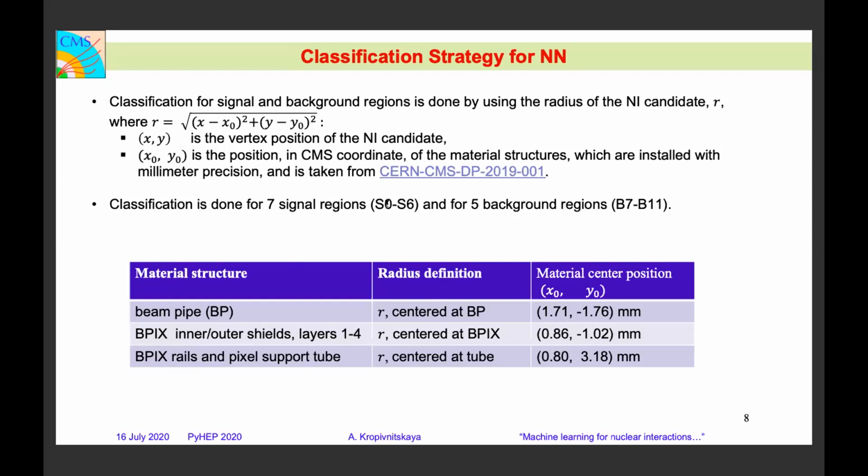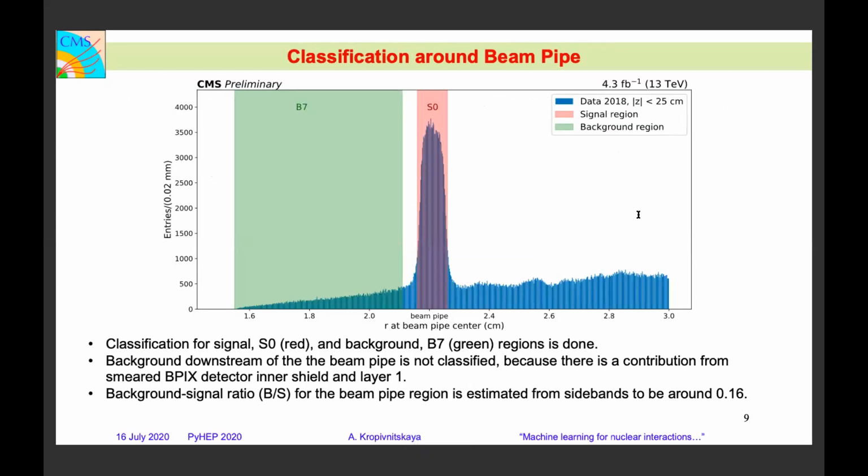We define them as S0 to S6 on the next slides. And for 5 background regions, we define them as B7 to B11. So now we are ready to move to the classification around the beam pipe. What we do is plot the nuclear interaction density as a function of radius centered at the beam pipe. And you could see a very nice peak from the beam pipe. So we classify this region as S0, and also we classify the background as B7, near the beam pipe.